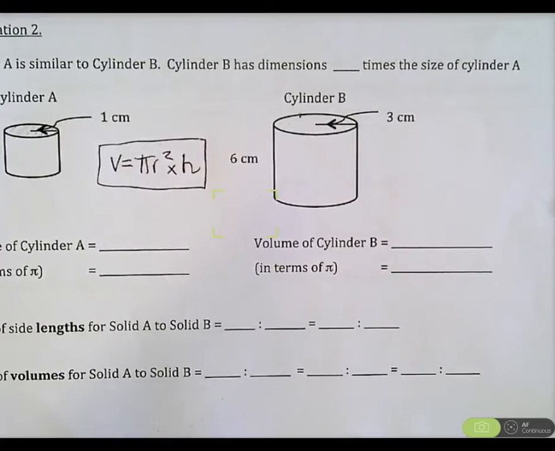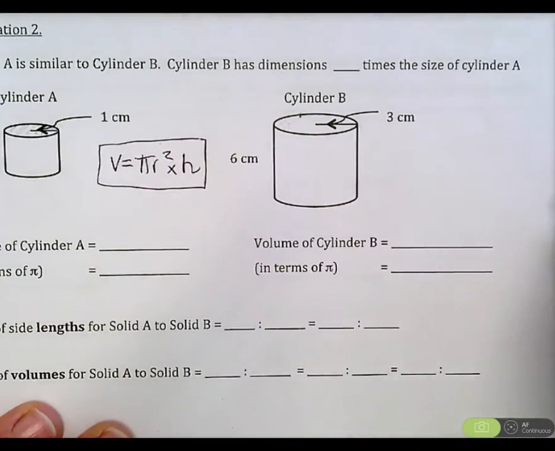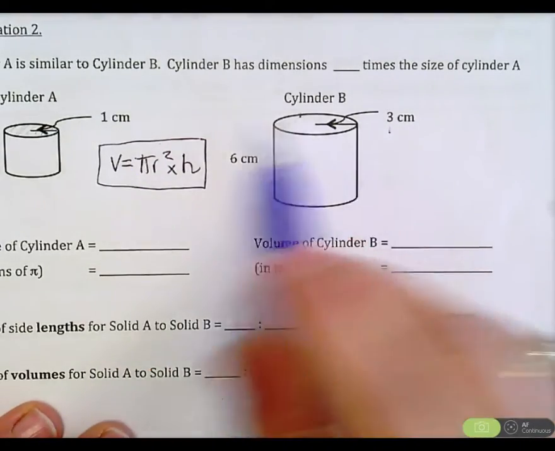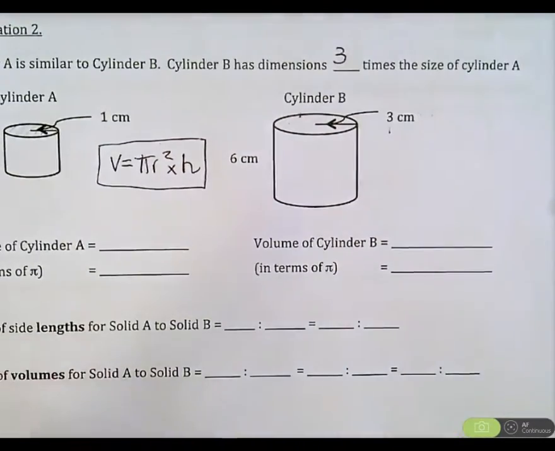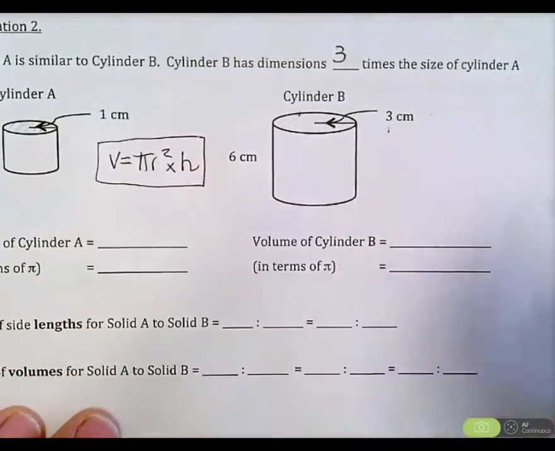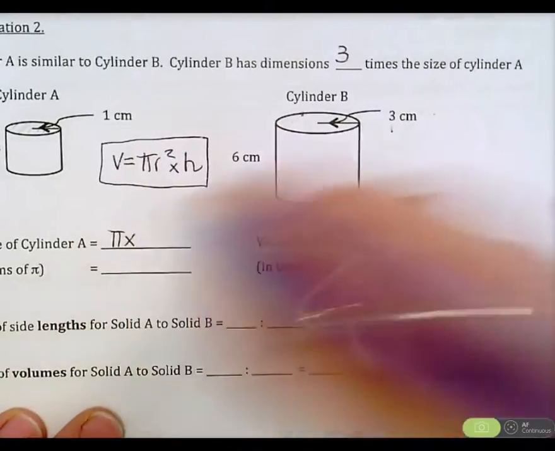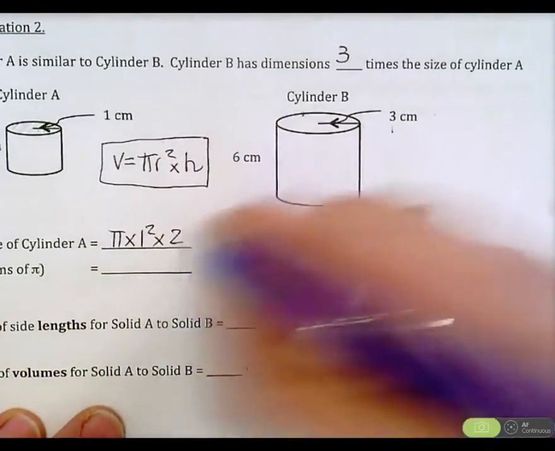Now, cylinder A is similar to cylinder B. Cylinder B has dimensions that are how many times bigger? Well, look, yeah, 3. The radius has been multiplied by 3, and so has the height. So it's 3 times larger. The volume of cylinder A is pi times, radius is 1, times 2. What have we got?